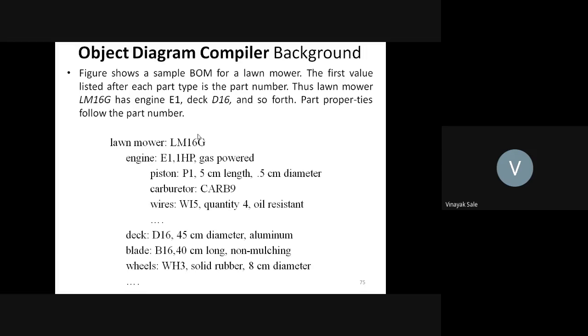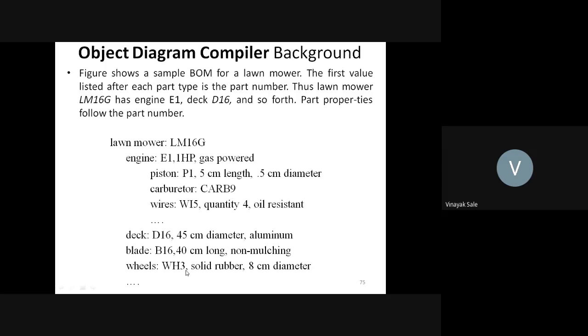So thus lawnmower LM16G has engine E1, then deck D16, and so forth. So the first values are engine E1, piston P1, then wires W15, blade B16. This first value after each part is the part number. These are part numbers E1, P1, D16, B16, WH3.